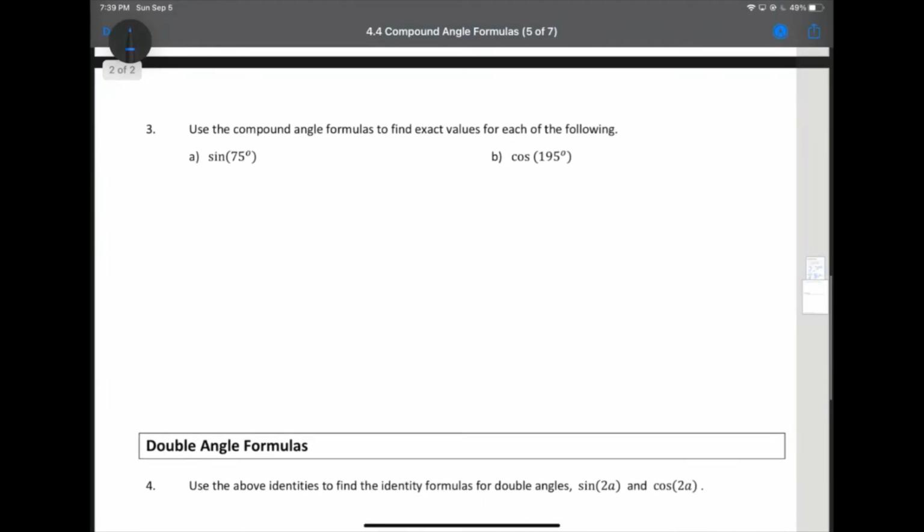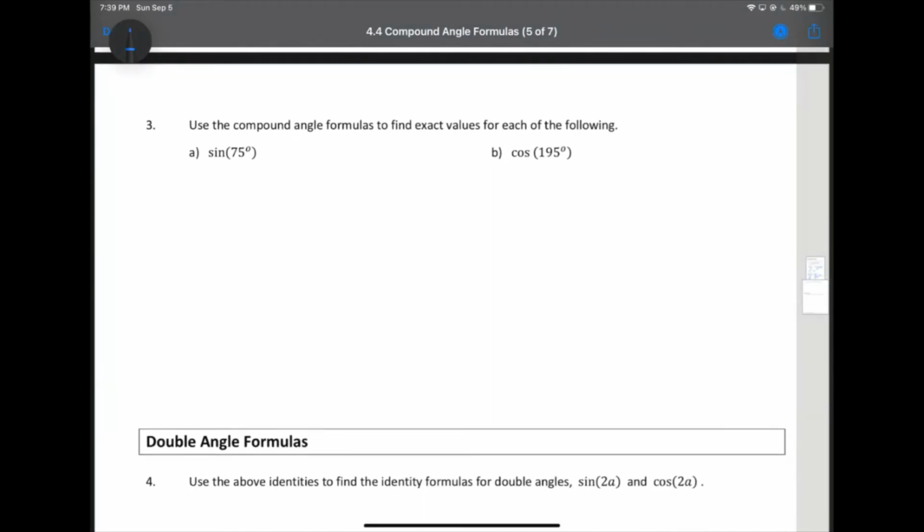Speaking of finding exact values, let's do that in question 3. I'll tell you right now, the trick to this, it may seem kind of weird, is to find two things that add or subtract to 75 from our list of known special angles. There's actually many options available. Some are smaller and easier to work with. Some are larger and not so easy to work with, but there's more than one.